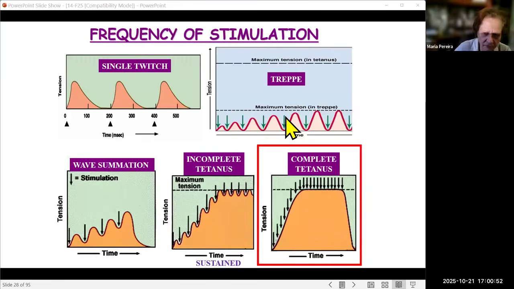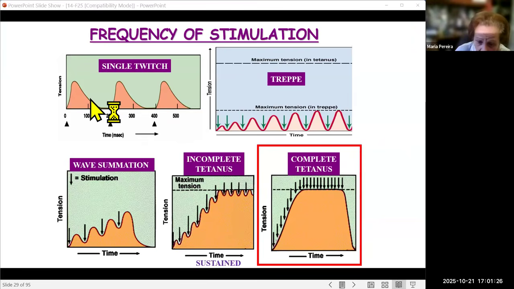Okay, so let's focus on the frequency of stimulation. So you can have these patterns that are very beautiful and interesting. If the application of the stimulus is represented by this triangle, let's say that the stimulus is applied very far apart, 200 milliseconds. That means that there's time for the muscle to contract and relax perfectly before the next stimulus comes.